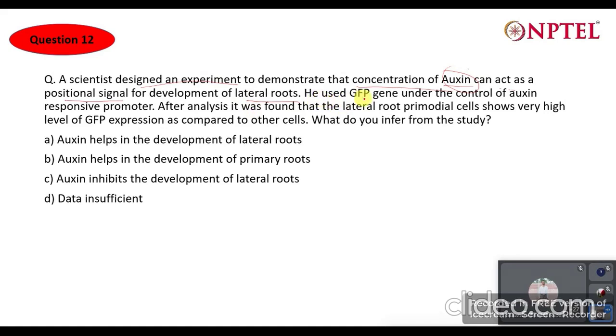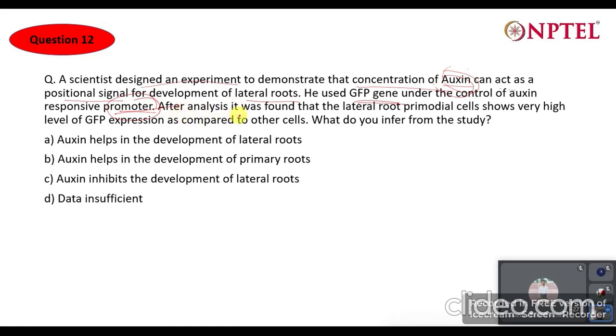So he used the GFP gene, that is a reporter gene, under the control of an auxin responsive promoter. The auxin responsive promoter is the one that functions in the presence of auxin. If auxin is present there, then only the promoter will function, and if auxin is not present, the promoter will not function, and the gene under control of this promoter will not be expressed.